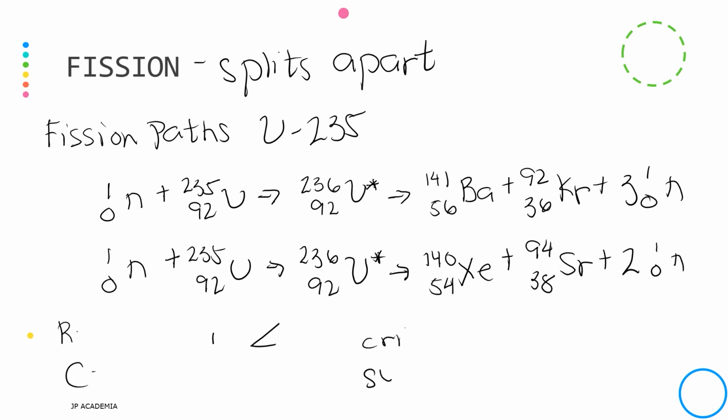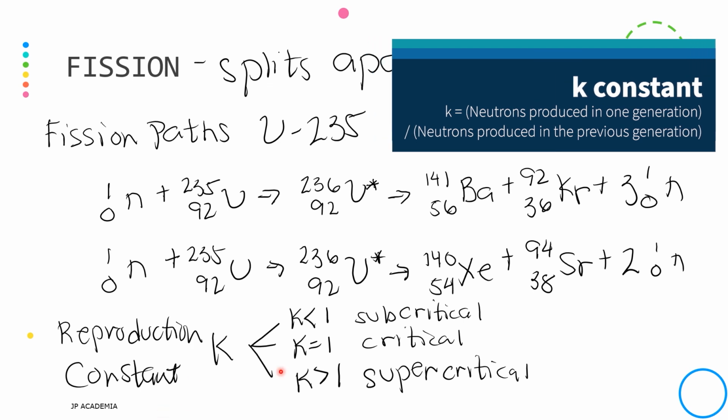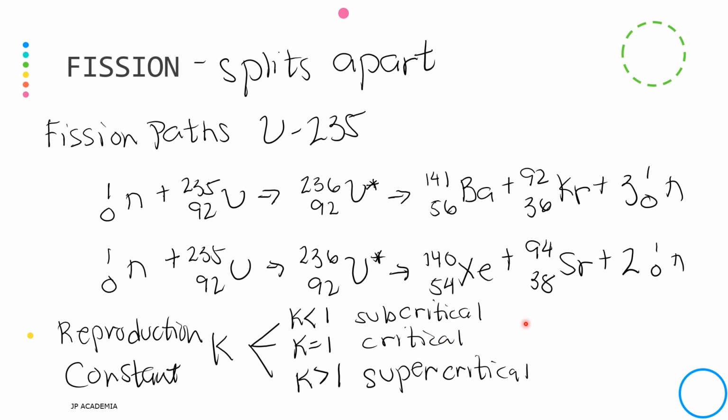I will introduce here the reproduction constant K, which is a measure of a self-sustained chain reaction. K is the average number of neutrons from each fission event that will cause another fission event. If your K is equal to 1, the reactor is critical and the reaction can continue steadily. When your K is less than 1, the reaction is subcritical and it will die out. Last, if your K is greater than 1, the reaction is supercritical.